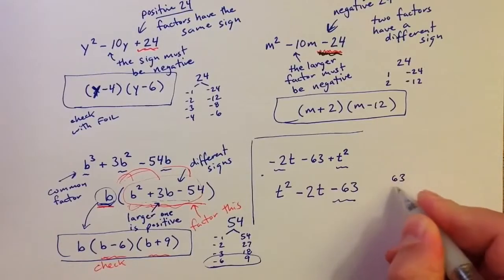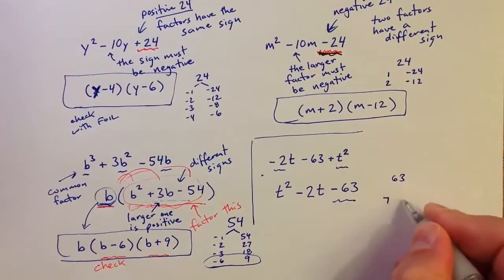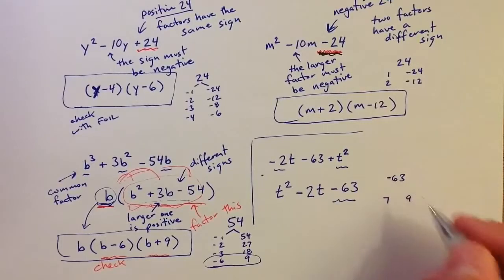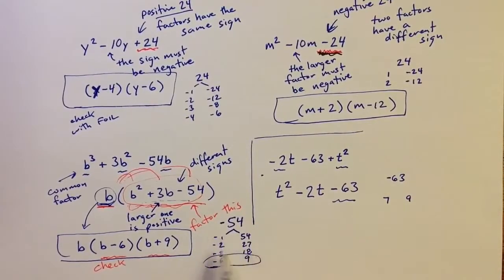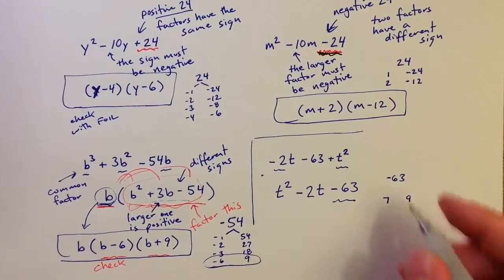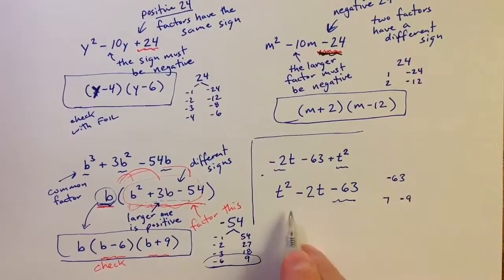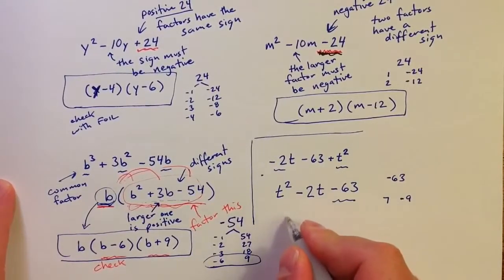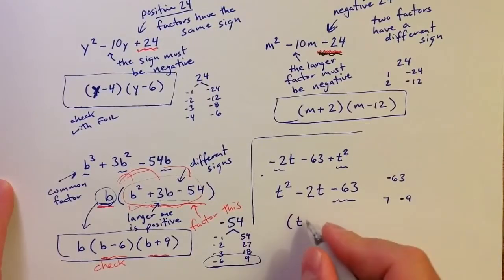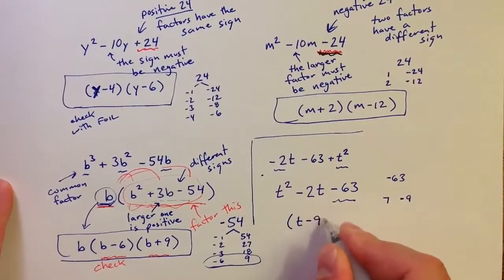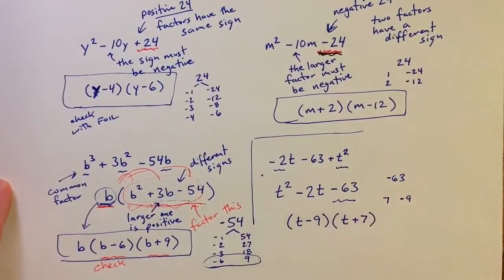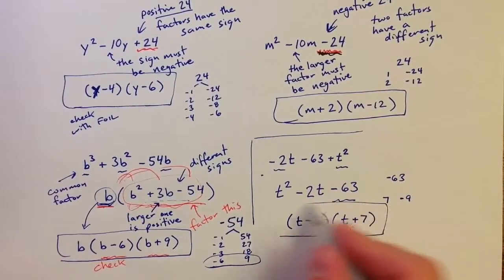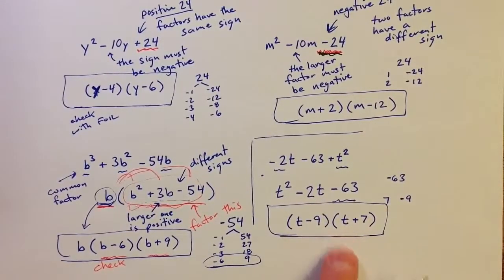So it might come to mind that 63 is 7 times 9. Since I want a negative 63, I want the 9 to be negative, because then adding that up will give me a negative 2. So the factorization is t minus 9 times t plus 7. And again, we could check our work by multiplying that out, and we should see that that's the right answer.